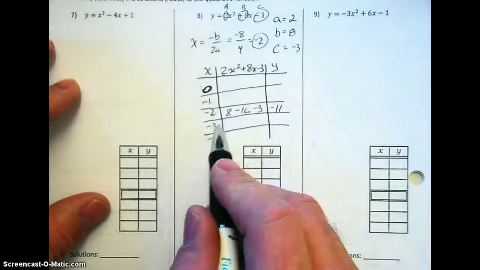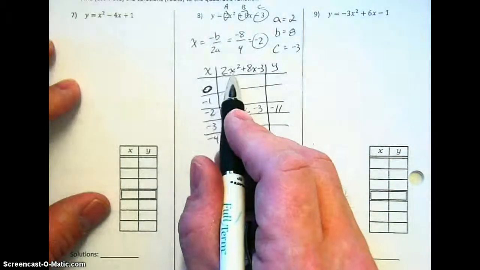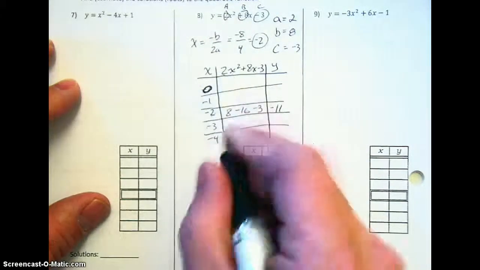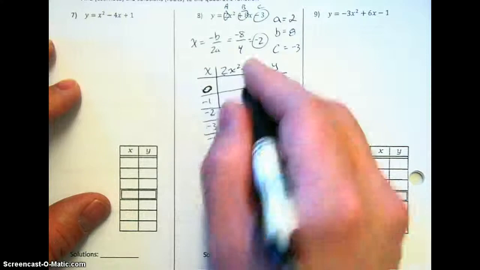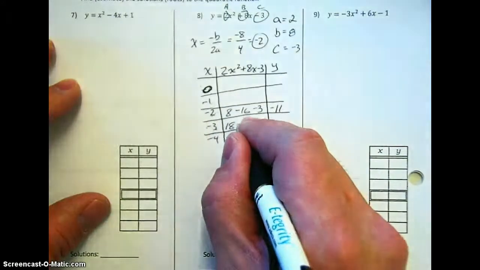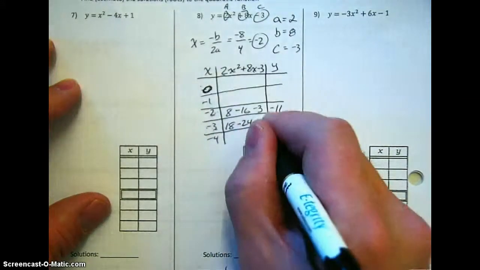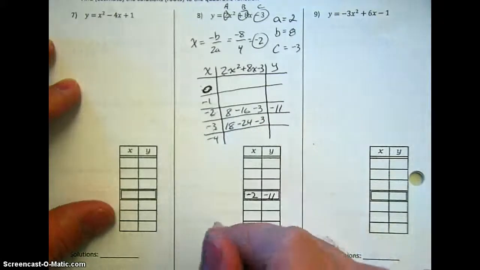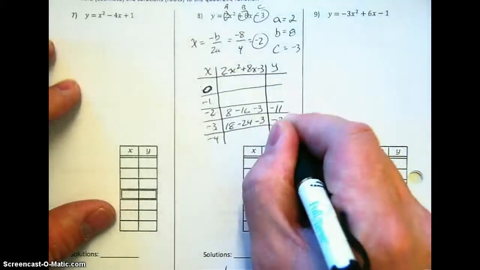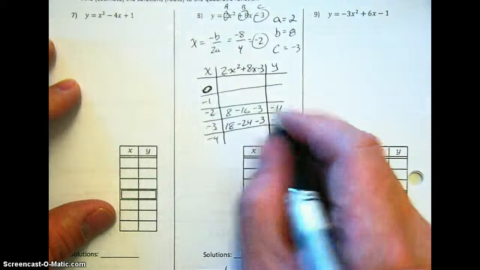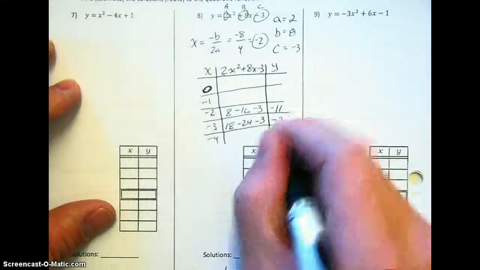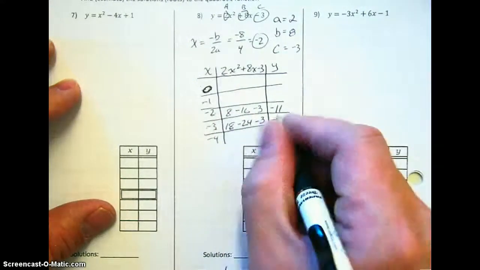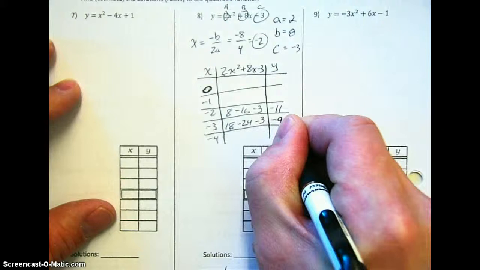So negative 3 squared, 9 times 2, 18. Negative 3 times 8, negative 24. And bring down negative 3. What do we get? Negative 7? Negative 9? Oh, we're disagreeing. So negative 6 minus 3 is negative 9. Good.